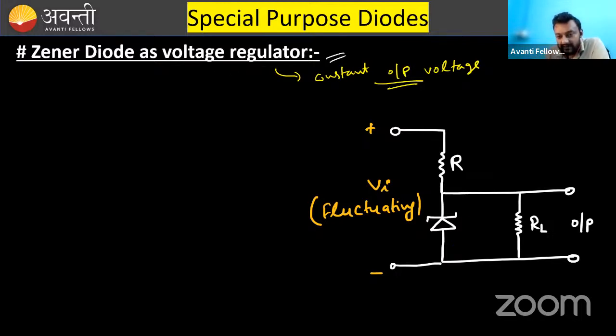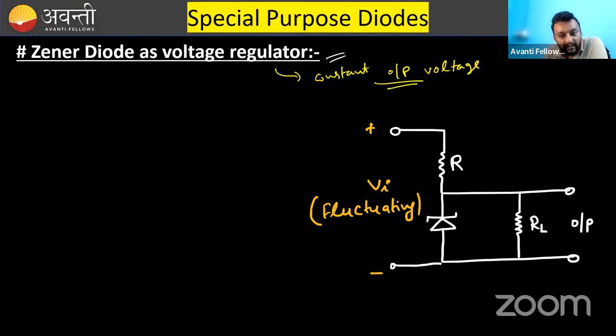What happens? This is a Zener diode. In parallel to the Zener diode, there is a load resistor. The load resistor is something in which you are taking the output. It may be a bulb, it may be a fan, it may be something else, like any device. So this is the load resistor along which we are taking the output.